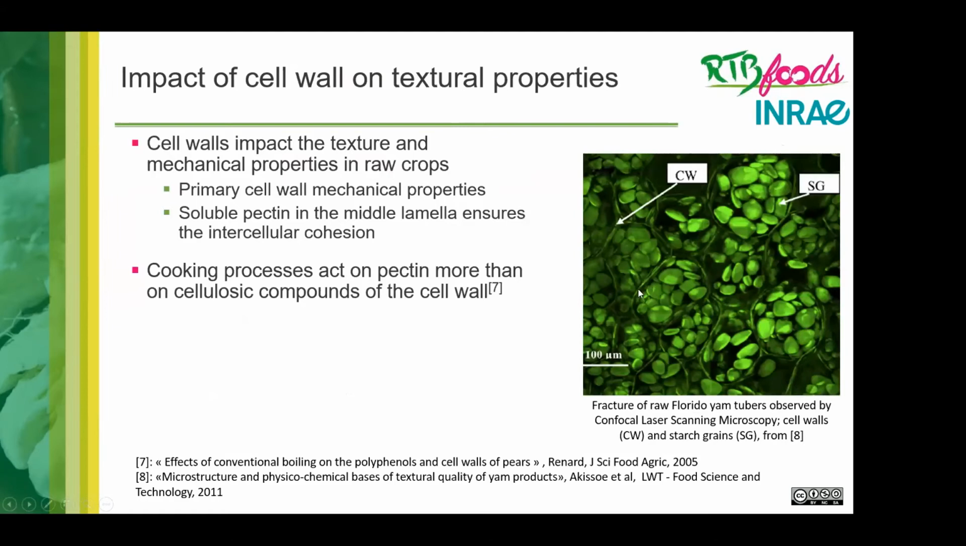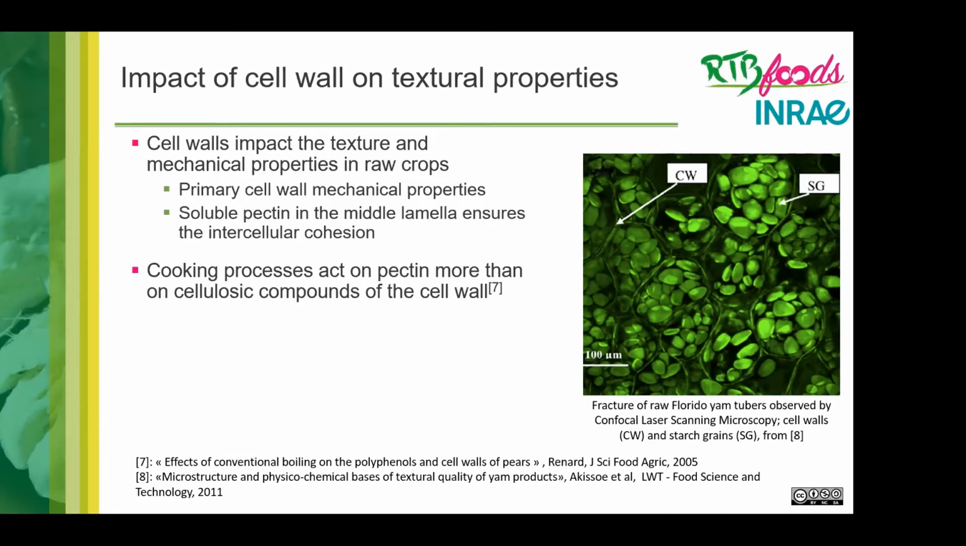This will impact the texture and mechanical properties, both in raw and in cooked products. So in raw products, cell walls have mechanical properties, especially the primary cell wall, which impact texture, and soluble pectin, which is pectin of the middle lamella, ensures the intercellular cohesion. So it's partly responsible for the viscoelastic properties of cells.